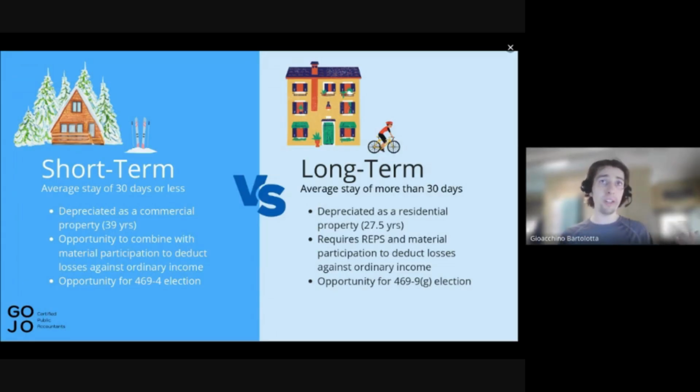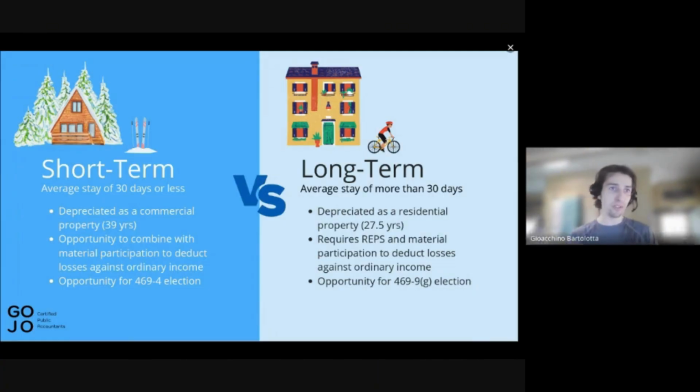And in order to deduct any ordinary losses and extract those from long-term rentals, REPS is required, unlike the short-term rentals loophole. So in this case, you would need to meet the two statutory tests: 750 material participation hours in a real property trade or business that you own, in addition to 50% of your total personal service hours. That would be material participation hours in a real property trade or business. There's 11 different types of real property trades or businesses that are designated by the IRS.